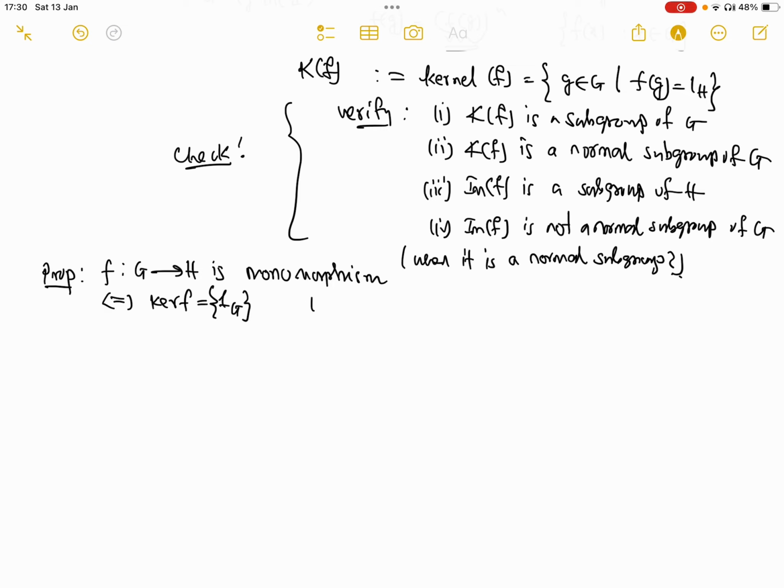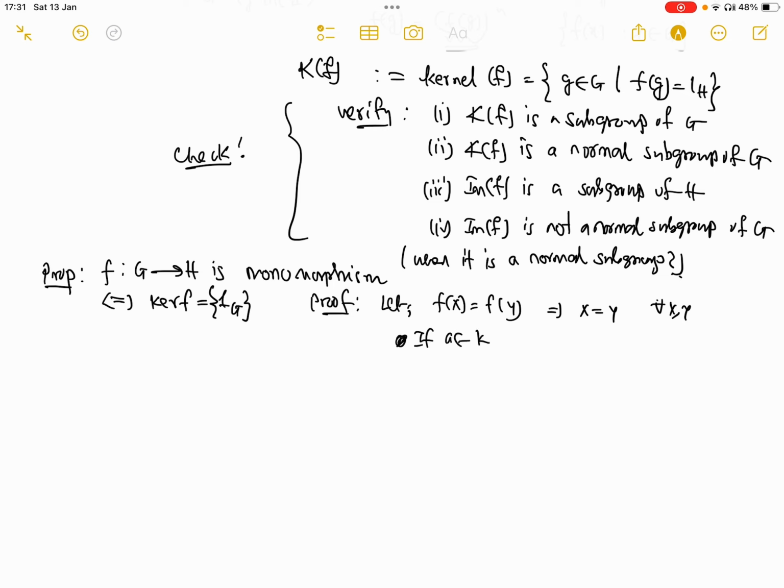Again, it's really easy. The proof is just unraveling the definition of what you mean by an injective map. So let f(x) = f(y) imply x = y for all x, y. So we're assuming f is injective.